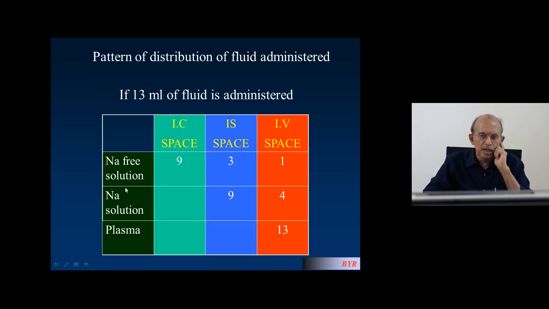Sodium containing solution is distributed in a ratio of 9:4 between the interstitial and intravascular space. 9:4 means approximately it comes to 3:1. Then if you give only plasma or colloid, then that stays completely within the vascular space.